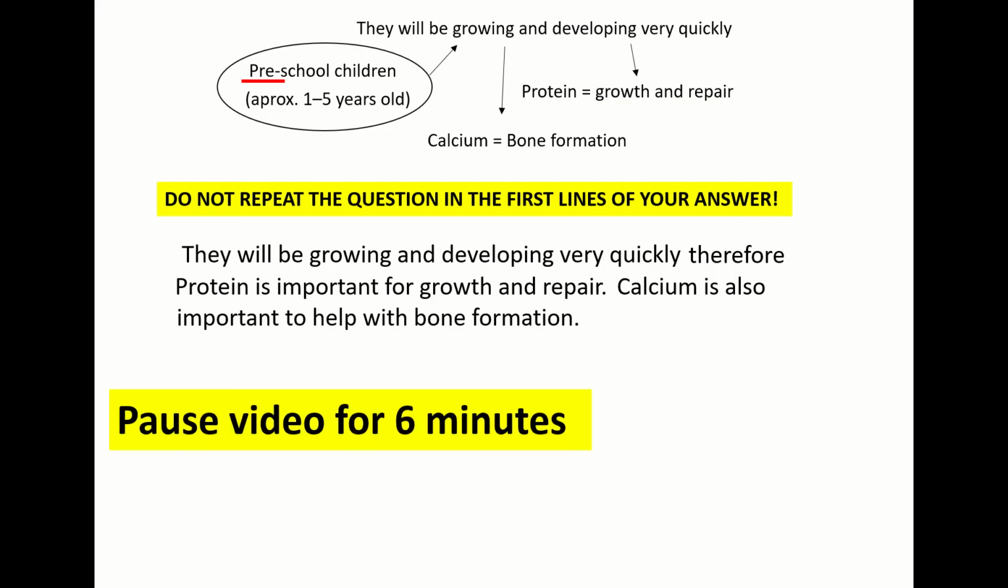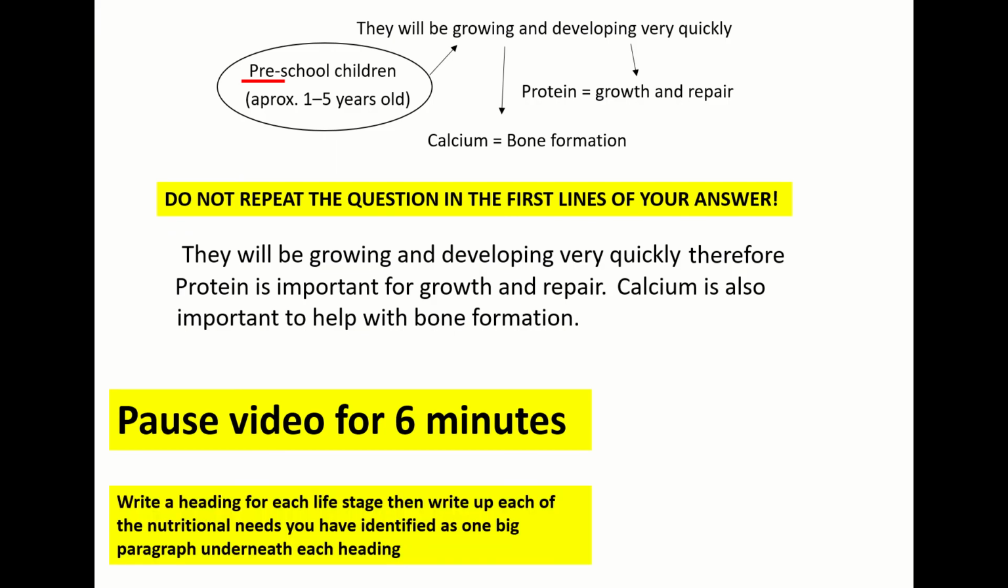So pause the video for 6 minutes. And that's the time that you have left to write this up. There's plenty of time when you are sat in complete silence during an exam, focused entirely onto the question. So 6 minutes and go around writing a heading for each life stage, then write up each of the nutritional needs you've identified in one big paragraph.